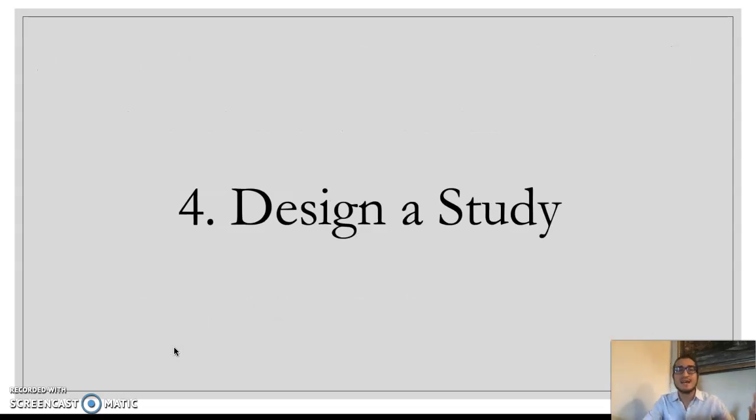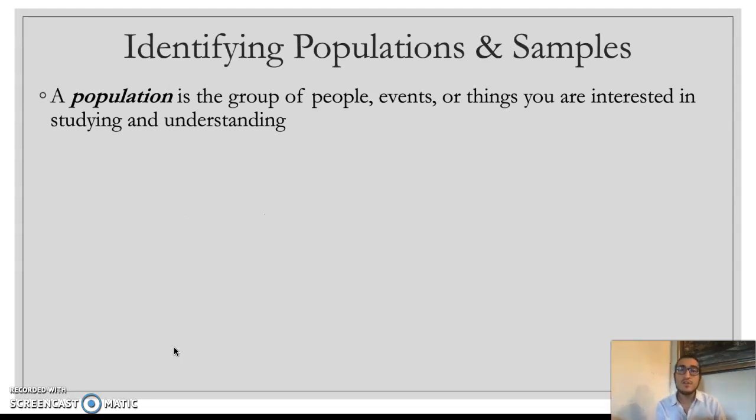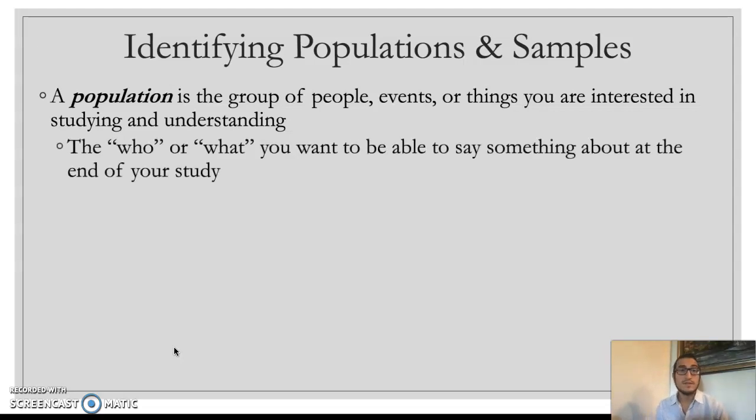So let's talk about designing a study. We got our research question. We know what gap in the literature we're trying to address. How do we go about developing a study? Well, the first thing we need to consider is the population. What group of people, events, or things are we interested in studying and saying something about? The who or what you want to be able to say something about at the end of your study is the population.